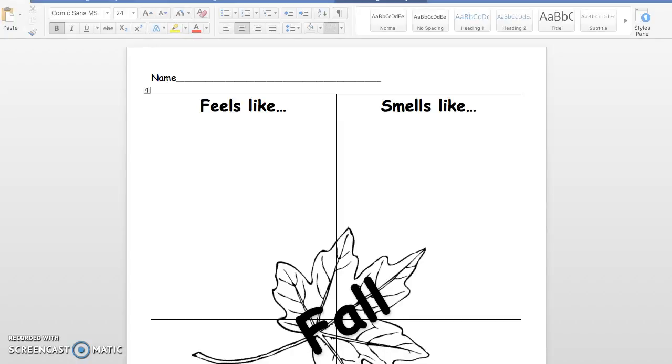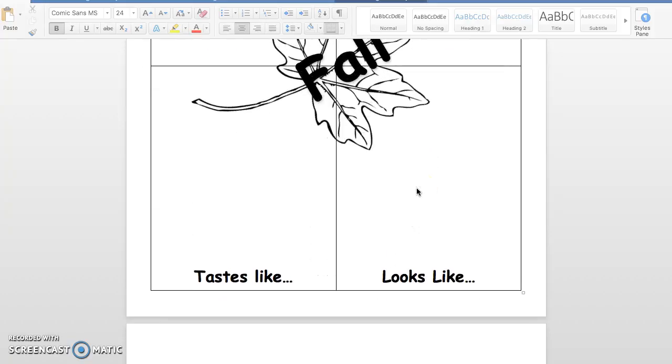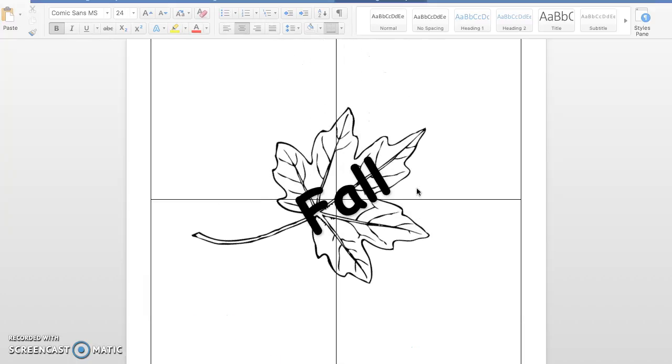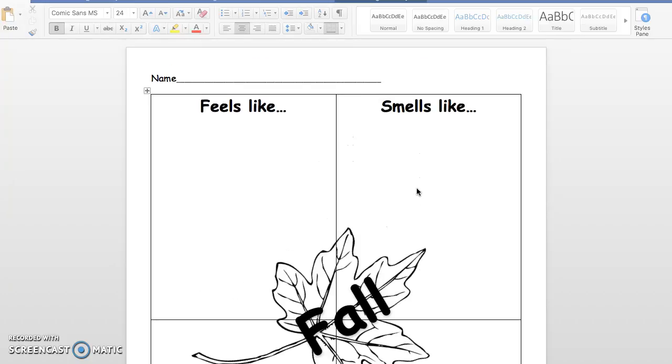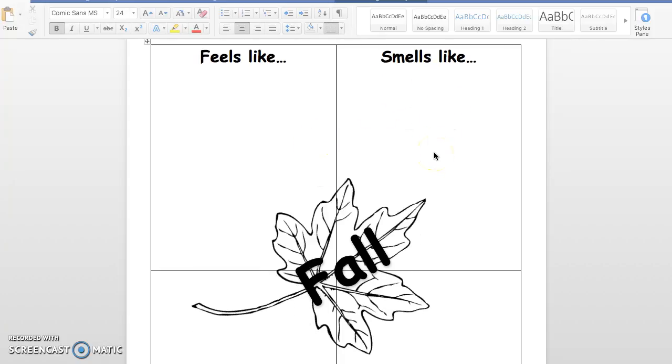All right, hello. This here is a Microsoft Word document that I actually printed out to use with my students last week, just for a mini little science lesson where we were talking about our senses. I started off first talking about what the senses were, and we used chart paper and put up on the board, what are some things that it feels like in fall? Like, is it windy? Is it cold? Then we went on to smells in fall, and we did some senses here.